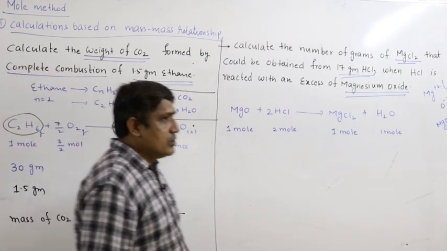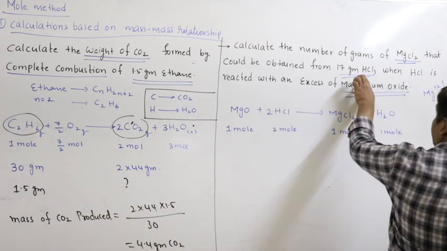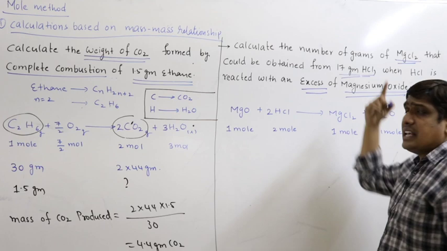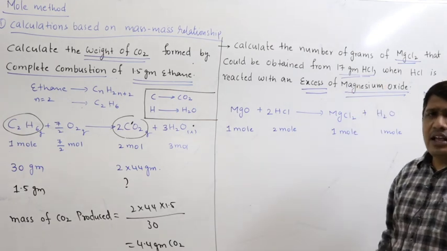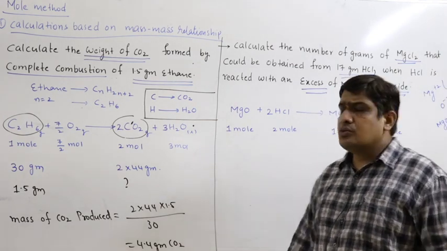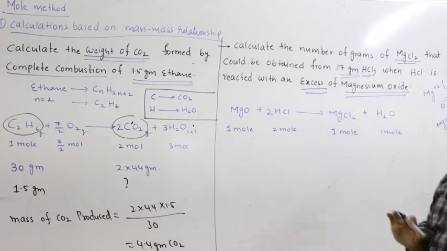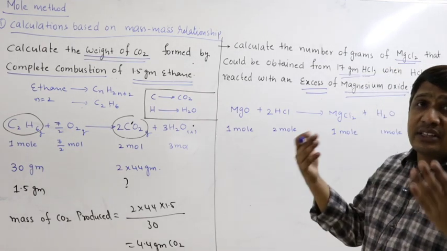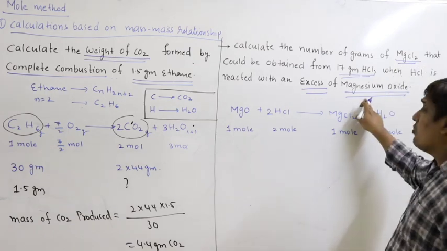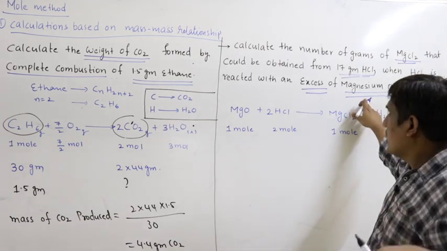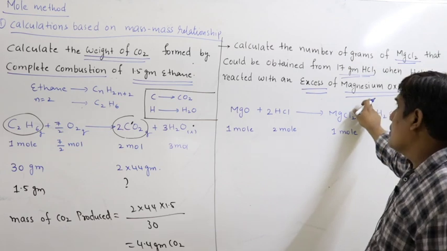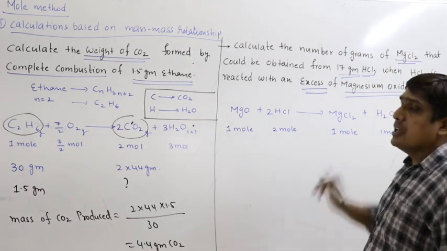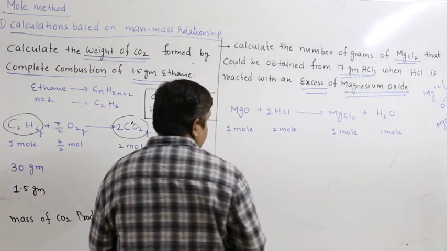Next, come back to the problem. Mass of HCl is given. Here magnesium oxide is in excess. So you should not worry about magnesium oxide from now on, because its quantity is present in excess, more than that is required. So don't worry about the moles or mass of magnesium oxide. So your mass of HCl is given, you have to find the mass of MgCl2.